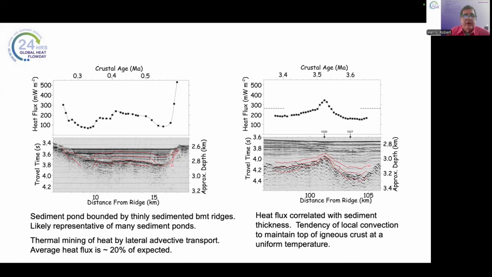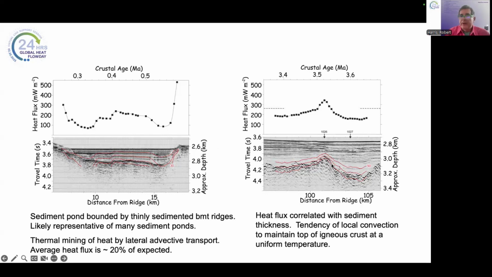So between the seafloor and the basement is conductive heat flow. And here are the measurements. And this just shows that the sediment pond is buried by these thinly sedimented basement ridges that are likely exchanging fluids and heat with the overlying ocean. And on average, the heat flux is 20% of what's expected, so 80% lower than what you might expect.